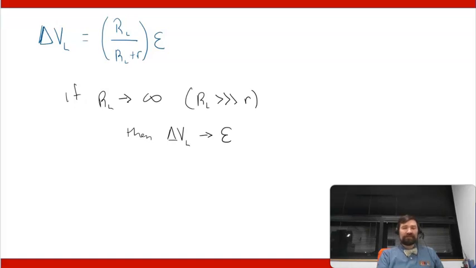Let's see a quick example of all this. And actually, I should note as well that delta V sub internal is just I times little r, and that ends up looking like epsilon times 1 minus R L over R L plus little r, for what it's worth.